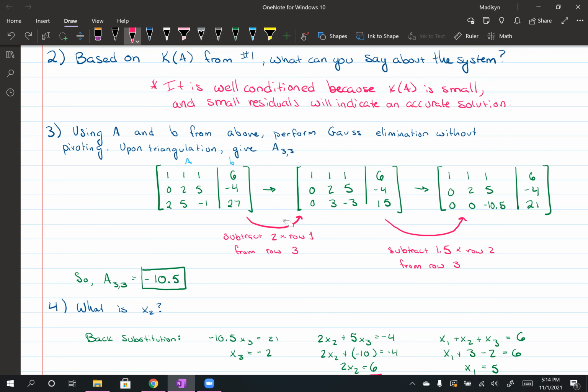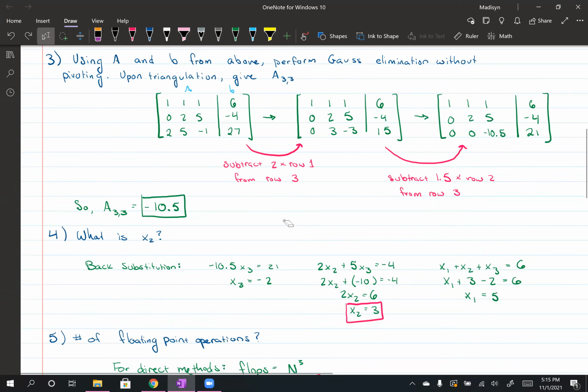And then from there, you can use your second row to find a multiplier to get rid of this x2 component or y component, however you want to look at it. And that multiplier happens to be 1.5. So you subtract 1.5 times row 2 from this bottom row, and you end up with 0, 0, negative 10.5. And as you're doing all of these EROs, do not forget to do the same thing to your vector B as you do to your matrix A. So our final answer is A33 is negative 10.5.